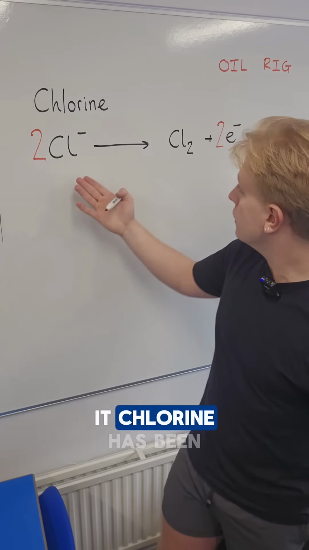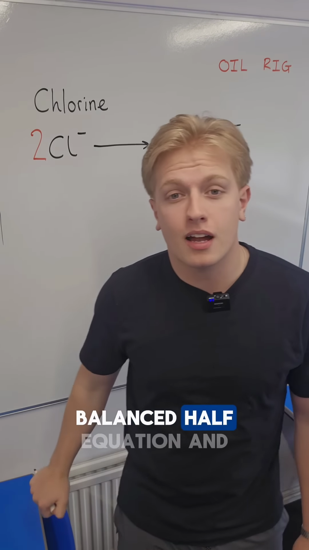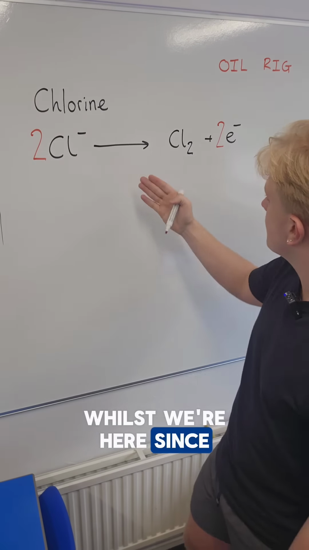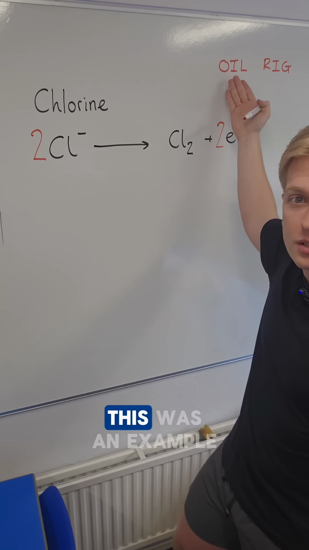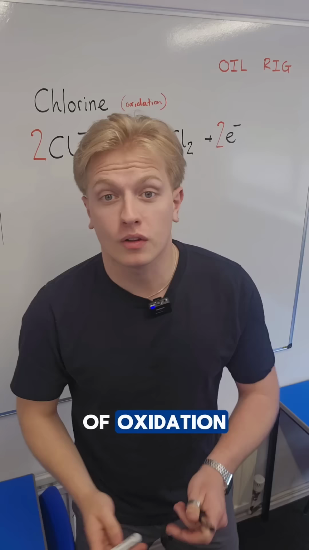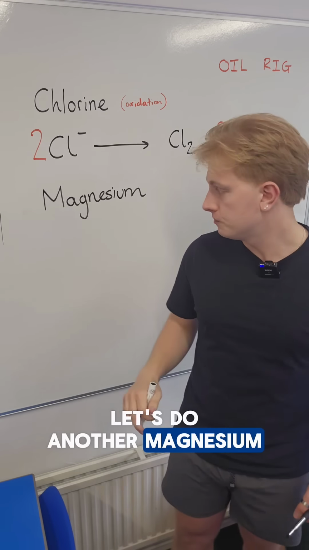And there you have it. Chlorine has been discharged, and that is your balanced half equation. And quickly, whilst we're here, since this has lost its electron, this was an example of oxidation. Let's do another. Magnesium. Start with the ion.